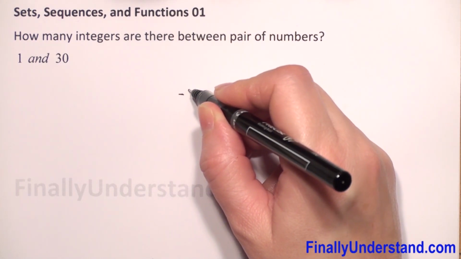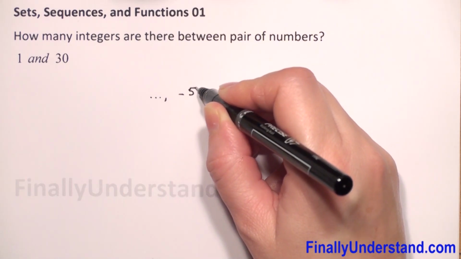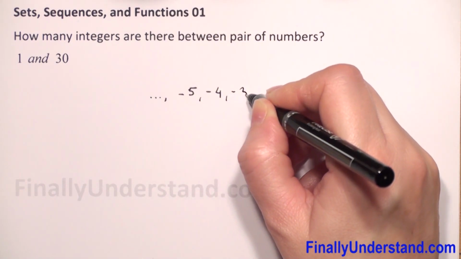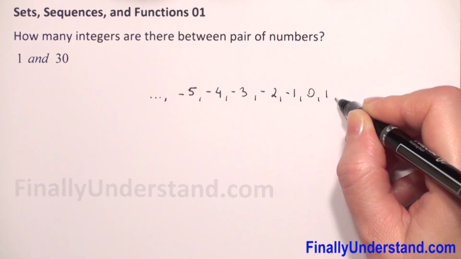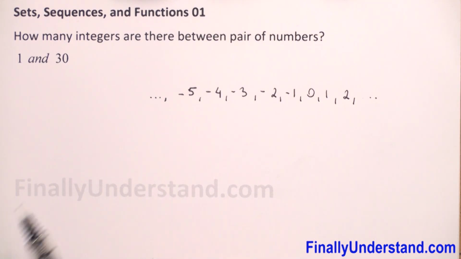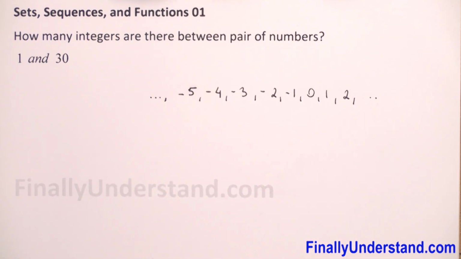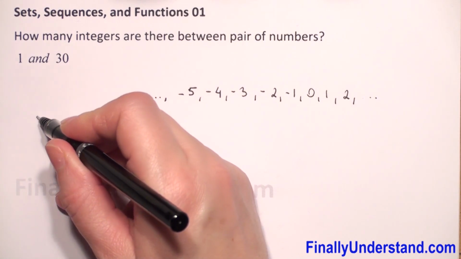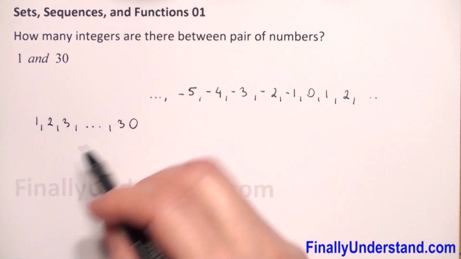We have from negative infinity these numbers: negative 5, negative 4, negative 3, negative 2, negative 1, 0, 1, 2, and they go to positive infinity. What else? When we have the word between, it means we have to include both ends of the range. To find out how many integers we have between 1 and 30, you can always write 1, 2, 3 until 30 and count them.